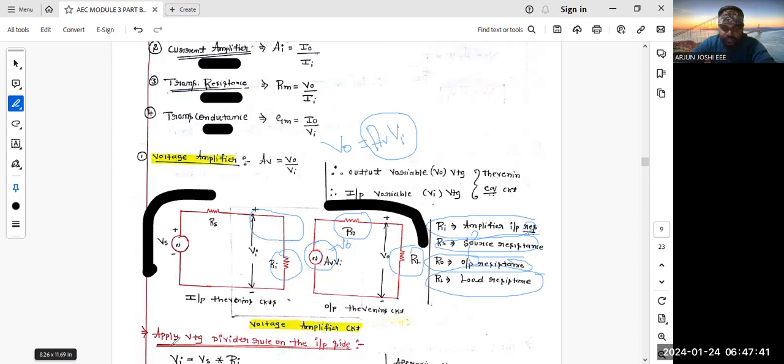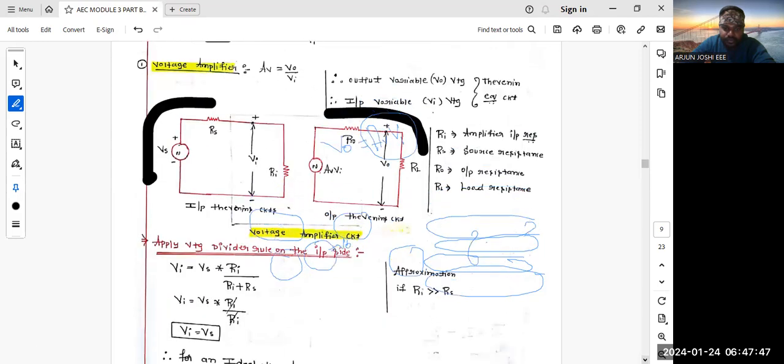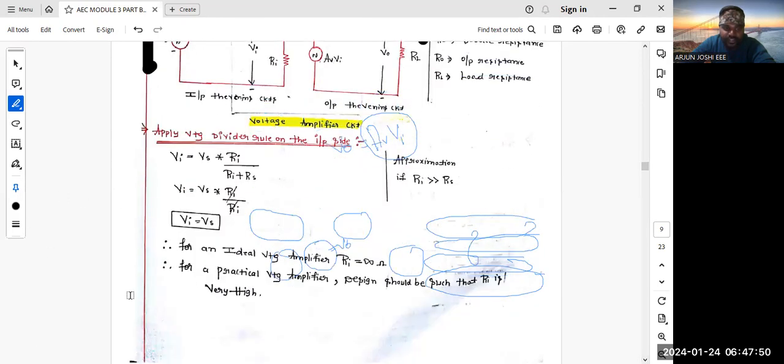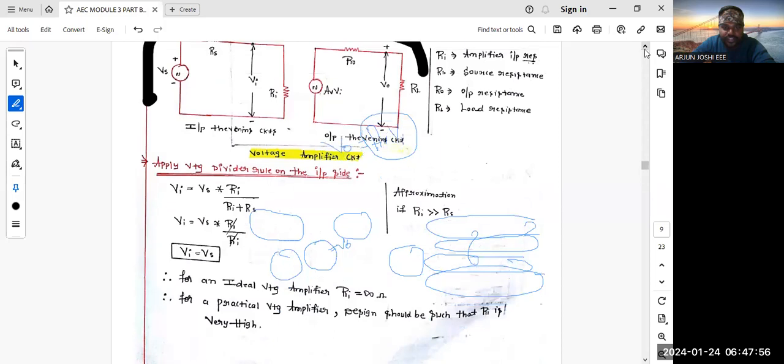Now let's move on to the next part. Here we need to apply KVL for the input loop. How to apply the voltage divider rule? What do you mean by the voltage divider rule? Here we need to find Vi. How to apply the voltage divider rule for Vi? All of you understand. I'm going to rub the board.